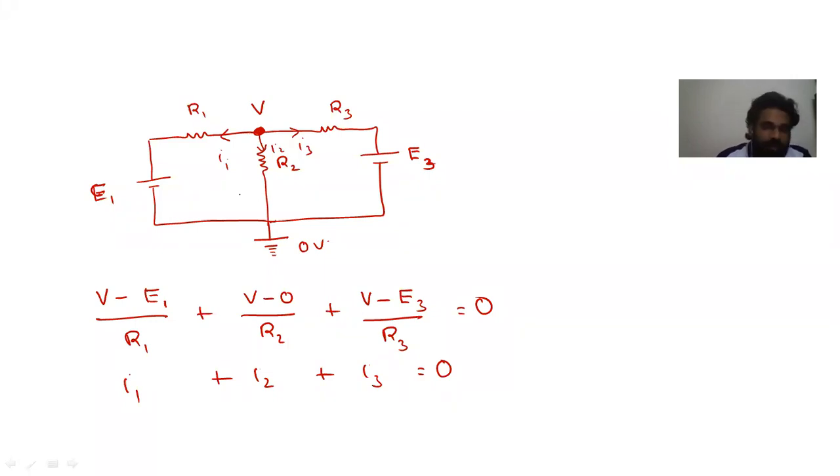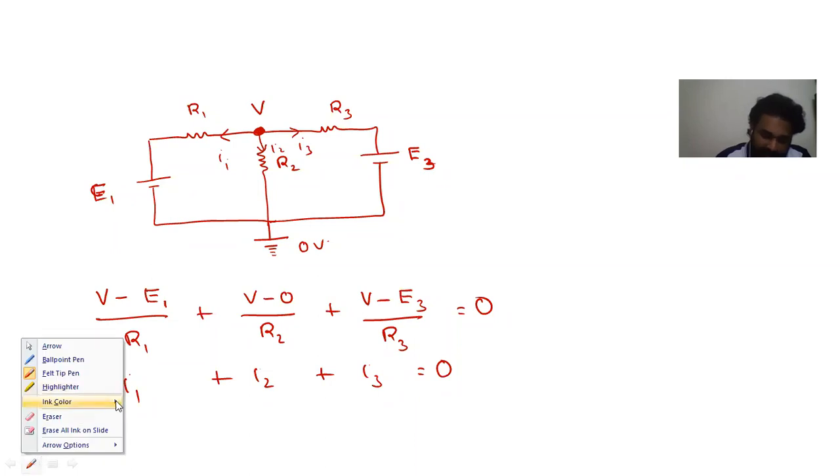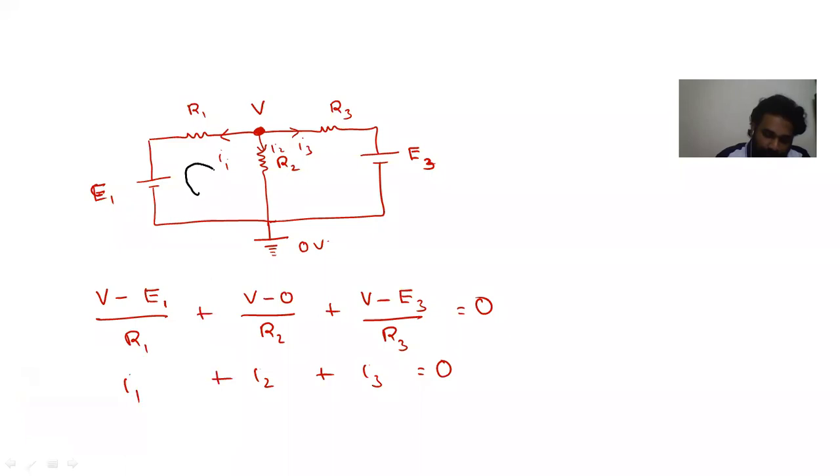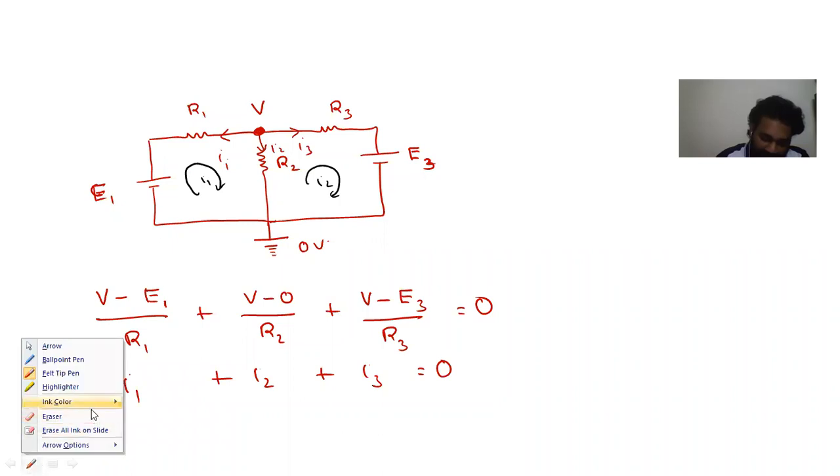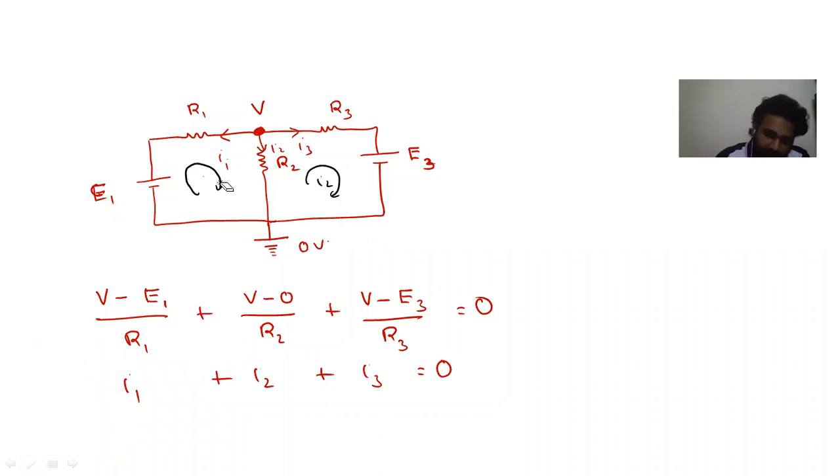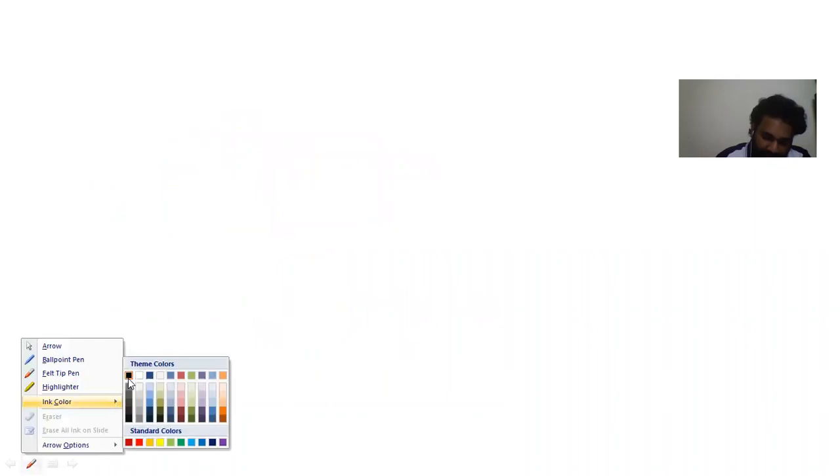Okay, same question can be solved using mesh analysis also. What is mesh analysis? Just like taking the loop. Consider this as I1 current, this as I2 current. Okay, I will draw separately, then I shall show that. We will take the same figure in the next page.